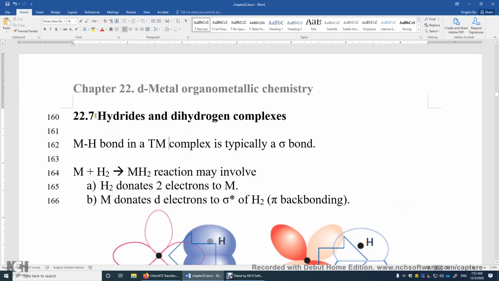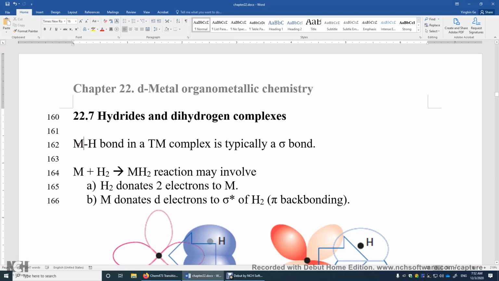Section 22.7 Hydrides and Dihydrogen complexes. When this transition metal forms a single bond with a hydridyl ligand, it's just a sigma bond. It's a very simple sigma bond. You may view this hydrogen as the negatively charged hydridyl ligand, and in this case, M is +1 charged. The oxidation number is 1.